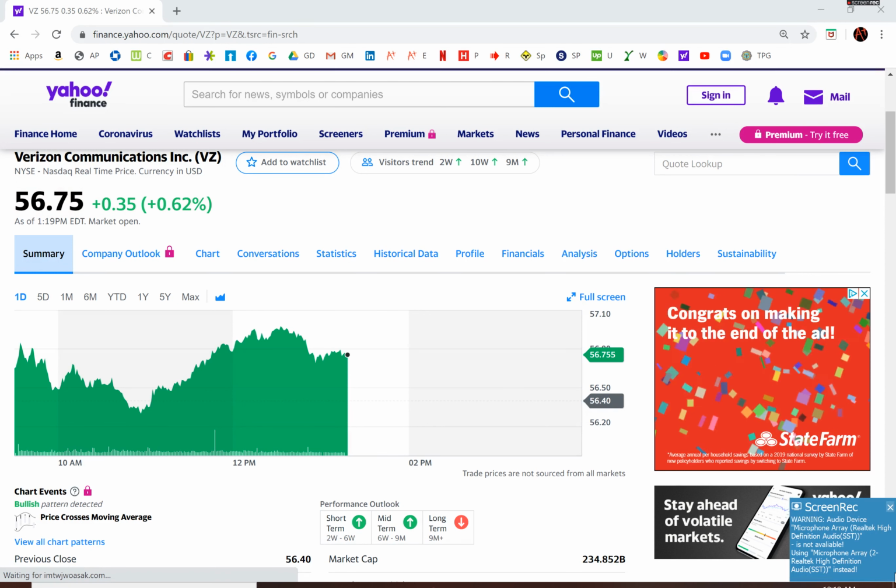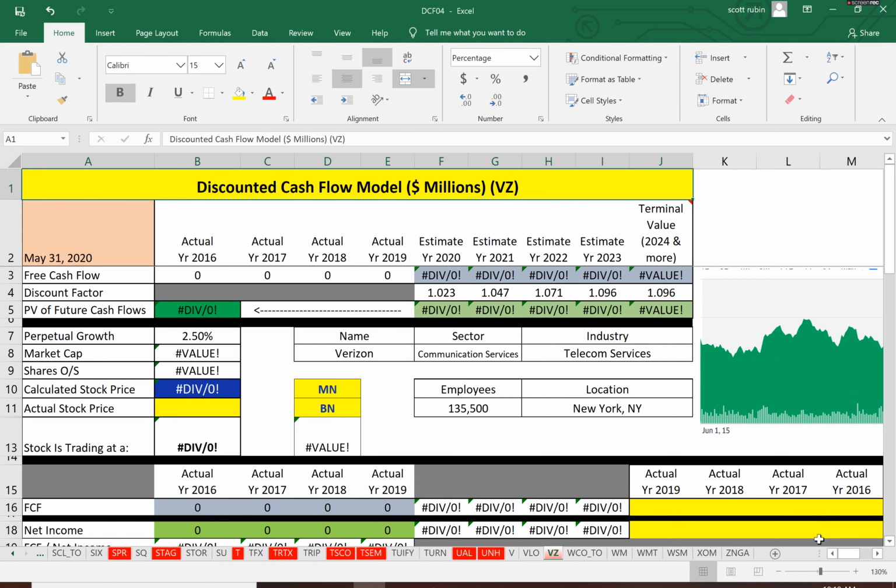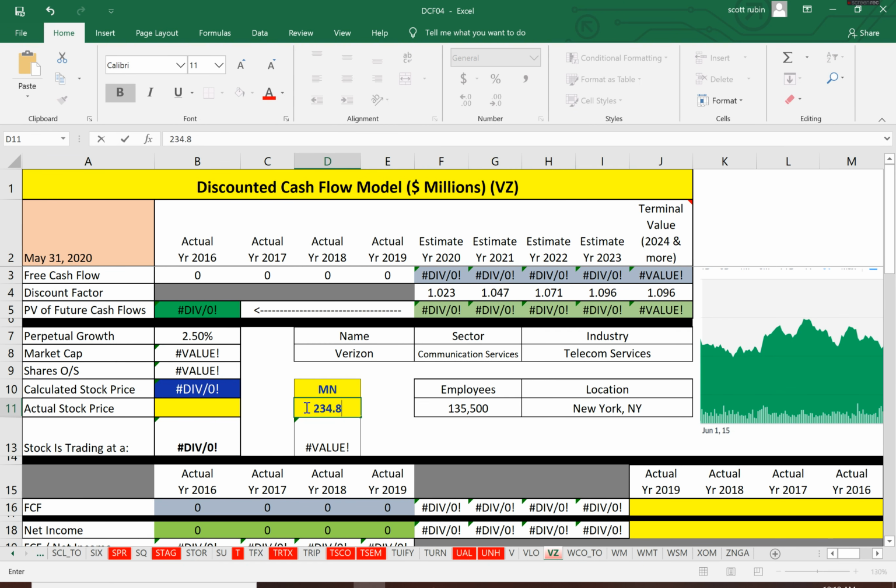Let's calculate the stock price for Verizon. First, we need the market cap, 234.8 billion, and then the stock price, 56.76. Now we know the shares outstanding. It's the market cap divided by the stock price. That gives you the shares outstanding.